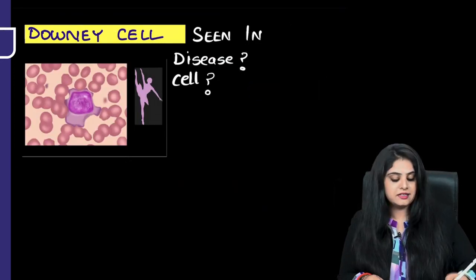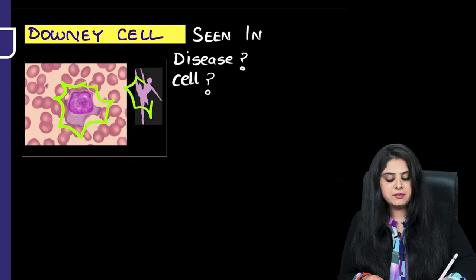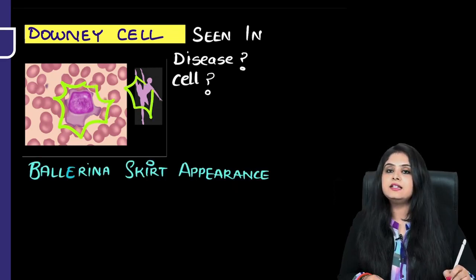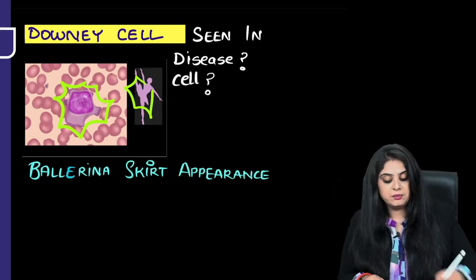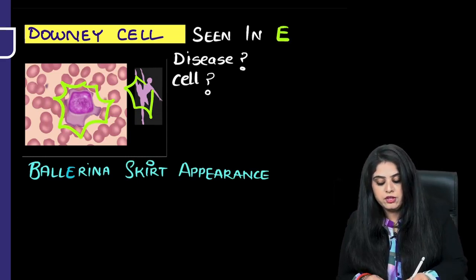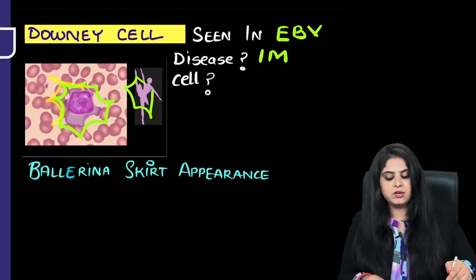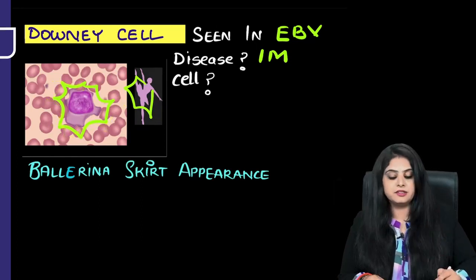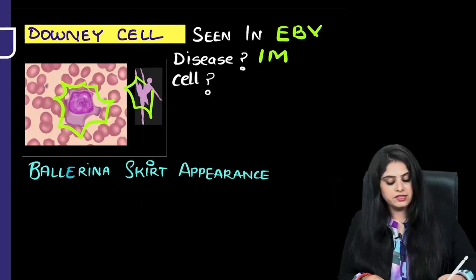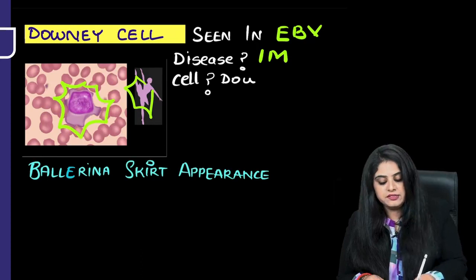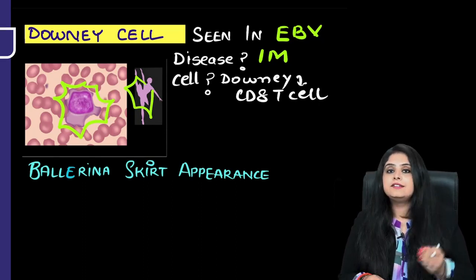Moving on to the next, the dancing virus, the virus which shows you this ballerina skirt appearance, just like a ballet dancer. So this virus with the ballerina skirt appearance is known as the Epstein-Barr virus. I hope you all remember. And the disease, of course, becomes infectious mononucleosis. So what is the name of this cell? This cell, you can't call it a cell with ballerina skirt appearance. What is the name of the cell? It is a Downey cell. And do you know what exactly a Downey cell is? A Downey cell is a CD8 T cell. If they ask you what is the composition of a Downey cell, it is a CD8 T cell.